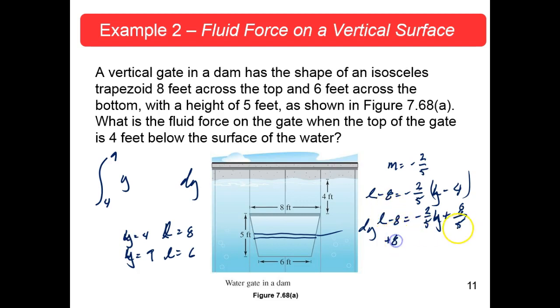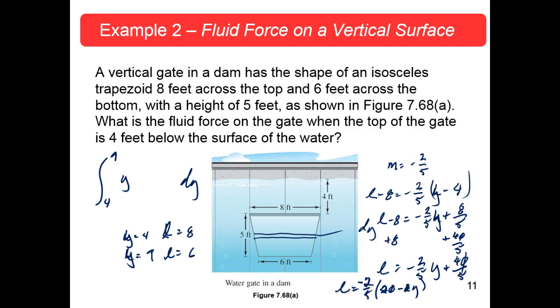Add 8 to both sides. Well, how many fifths is 8? 40 fifths. So this will be L is equal to minus 2/5 y plus 40 fifths. Okay? Which you could say, make any more sense to do, L is equal to 1/5 times 40 minus 2y, or let's make it 2/5 times 20 minus y. That be okay? Whoops, I need a minus sign in front of it.